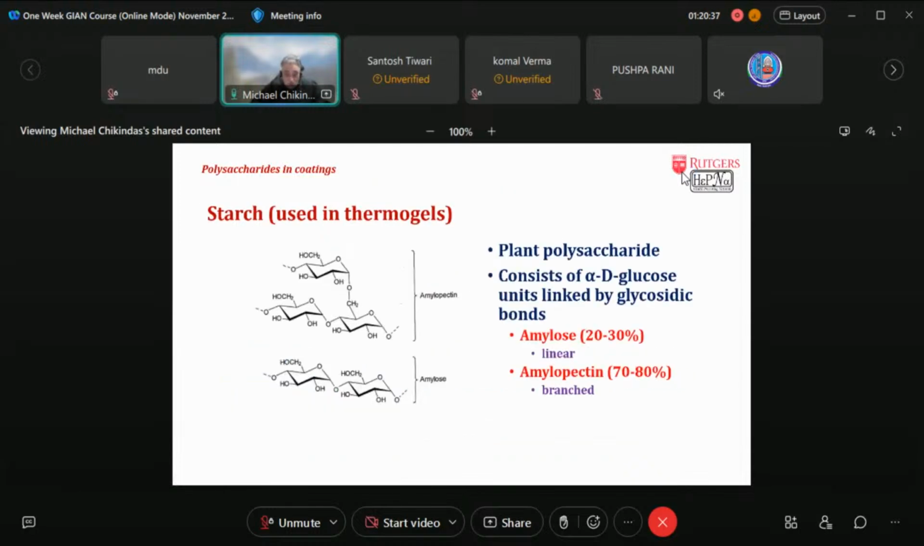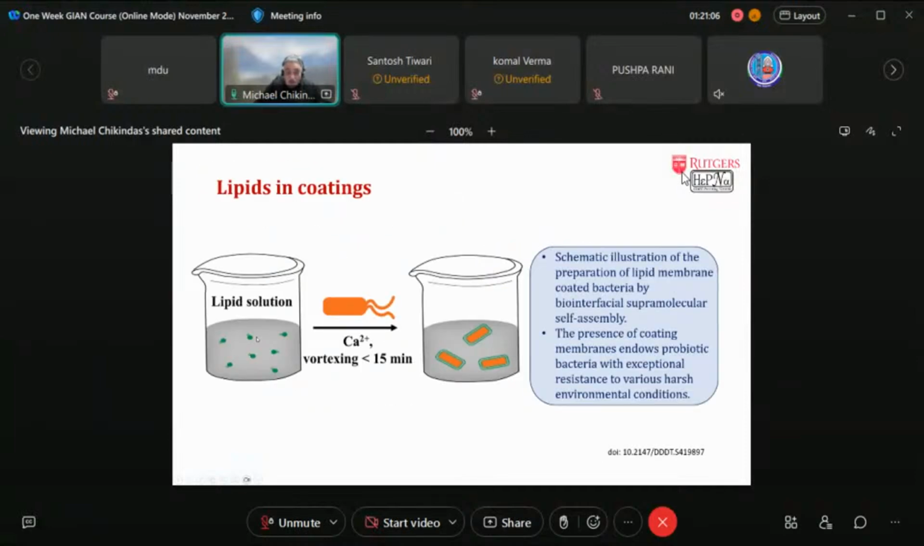Starch, everybody knows starch, so we'll not stay long on that. Plant polysaccharides consist of alpha-D-glucose units linked by glycosidic bonds, and we have linear and branched structures, amylose and amylopectin. And I don't think we need to say much about it, because starch is perhaps the most studied type of vehicle for the delivery of microorganisms and bioactive substances.